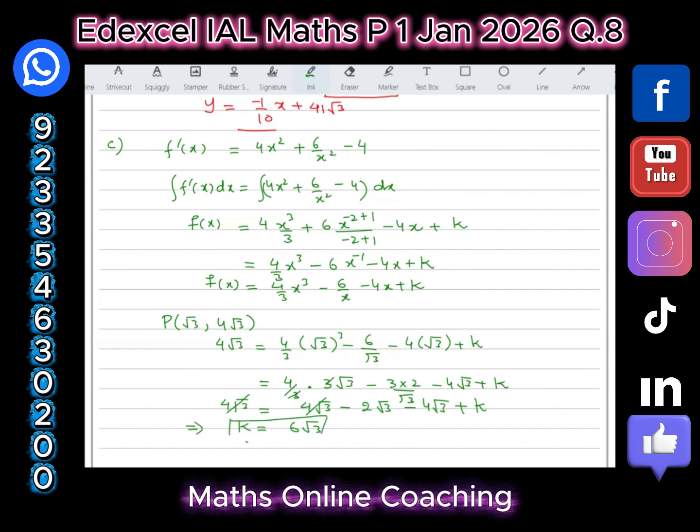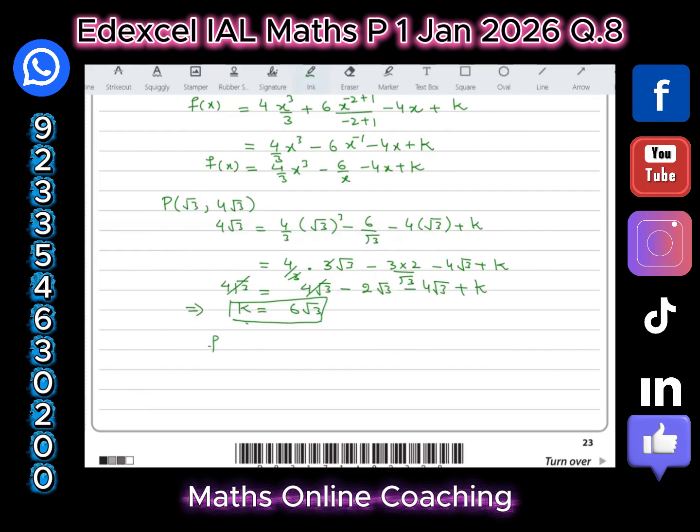Now we put this value in f of x. And we have f of x is equal to 4 by 3 x cubed minus 6 by x minus 4x plus 6 times square root 3. So this is the function f of x whose derivative is given in the statement, and it completes the question.